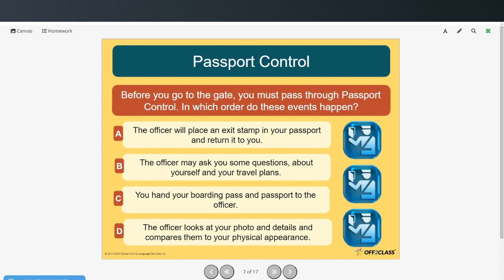All right, so before you go to the gate, you must pass through passport control. And so, in which order do these events happen? You can pause the video, number these, write down your answers, and then restart the video when you're ready to check.